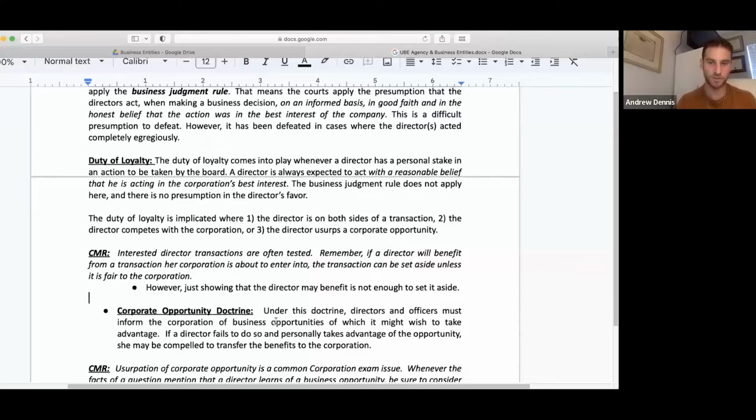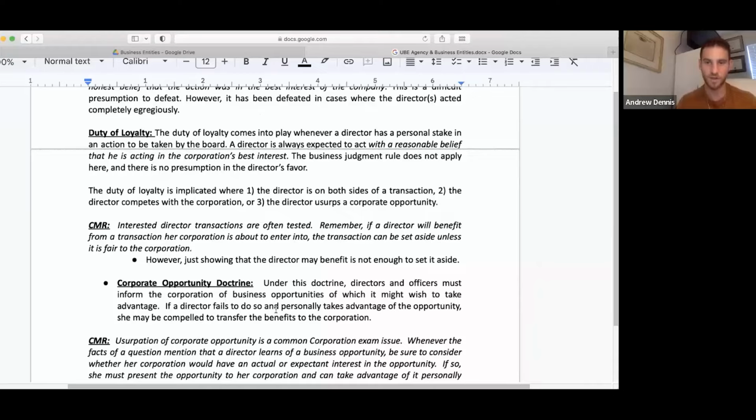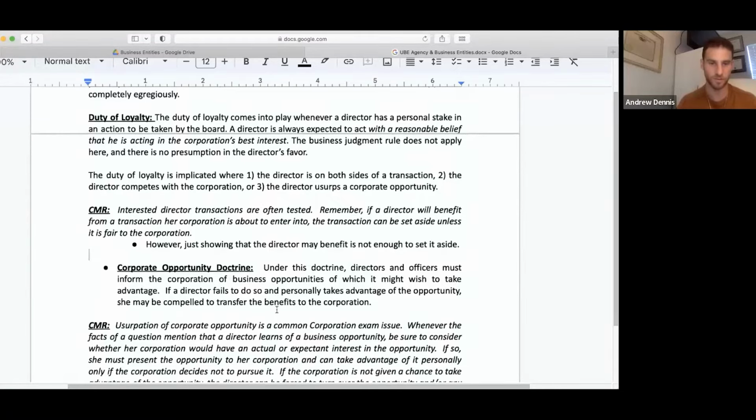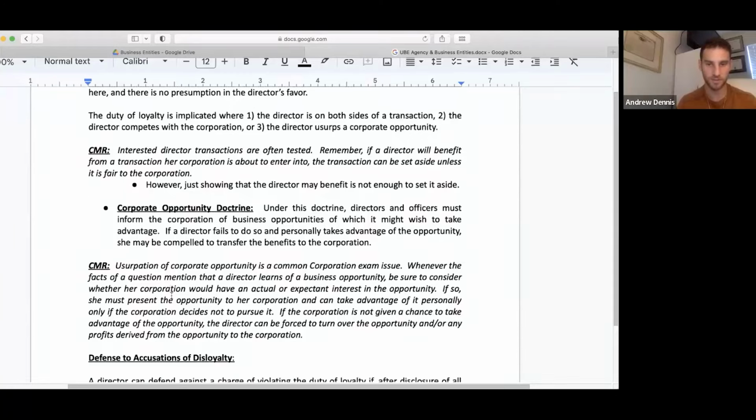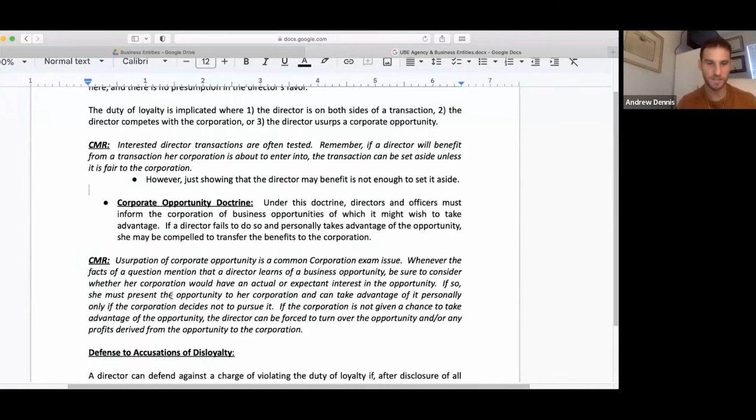The corporate opportunity doctrine. Directors and officers must inform the corporation of business opportunities of which it might wish to take advantage. If a director fails to do so and personally takes advantage of the opportunity, she may be compelled to transfer the benefits to the corporation. Usurpation of corporate opportunity is a common corporation exam issue. Whenever the facts of a question mention that a director learns of a business opportunity, be sure to consider whether her corporation would have actual or expected interest in the opportunity. If so, she must present the opportunity to her corporation and can take advantage of it personally only if the corporation decides not to pursue it.